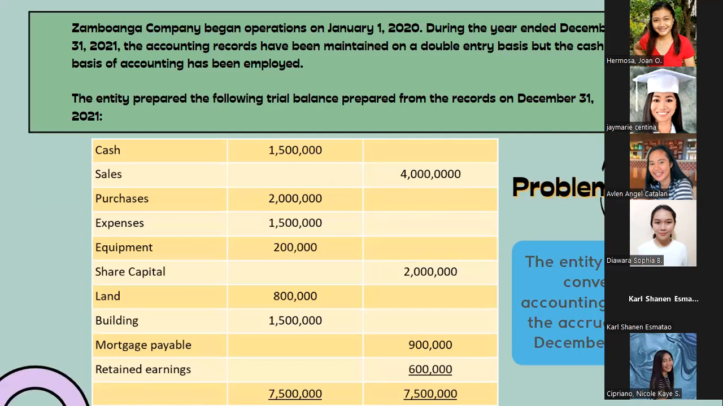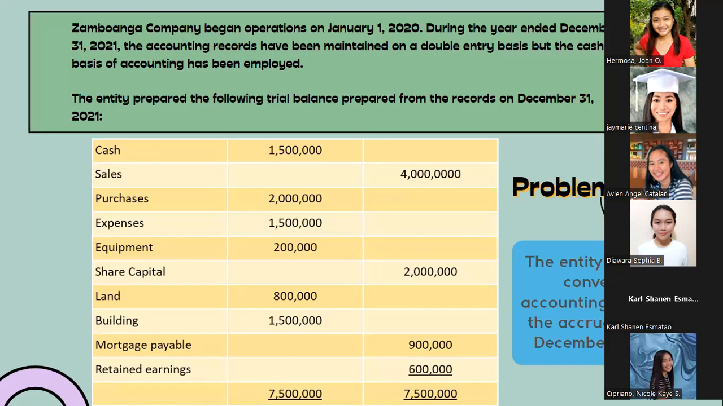Here's the problem. Zamboanga Company began operations on January 1, 2020. During the year ended December 31, 2021, the accounting records have been maintained on a double entry basis, but the cash basis of accounting has been employed. The entity prepared the following trial balance from the records on December 31, 2021.